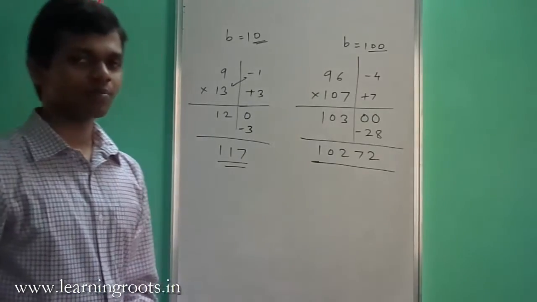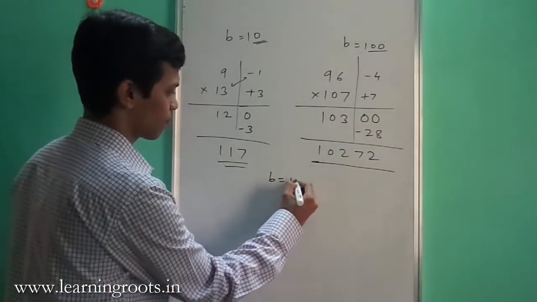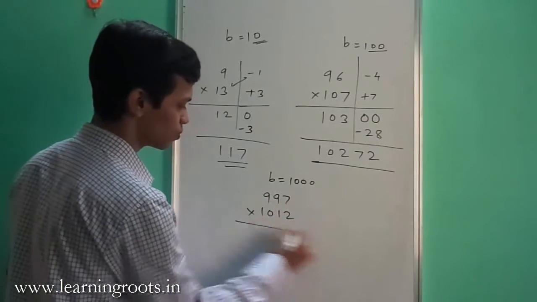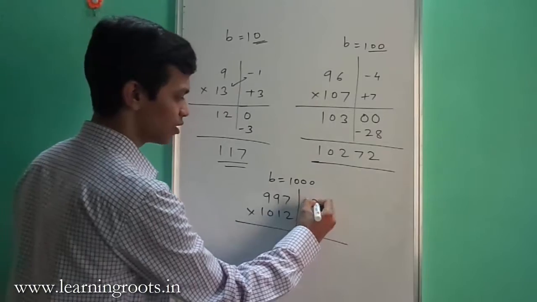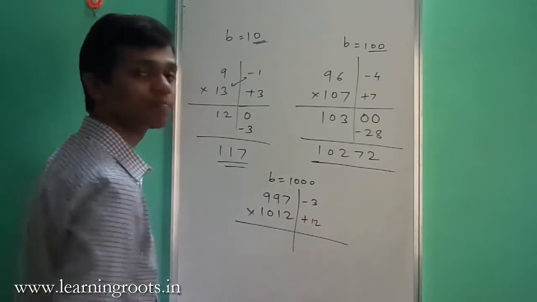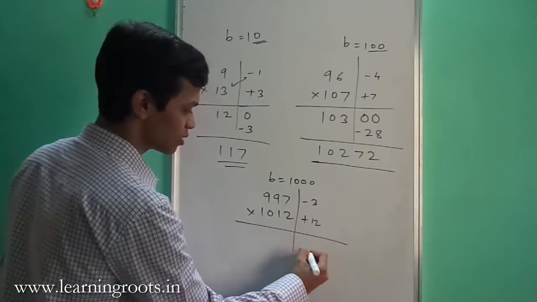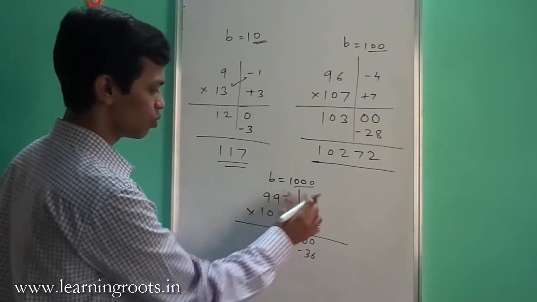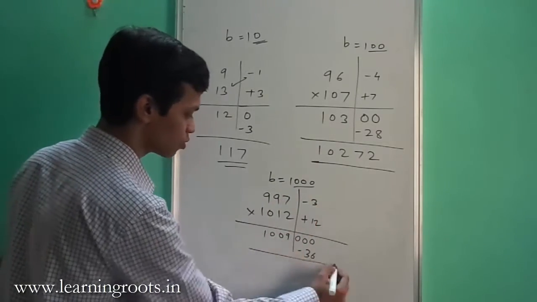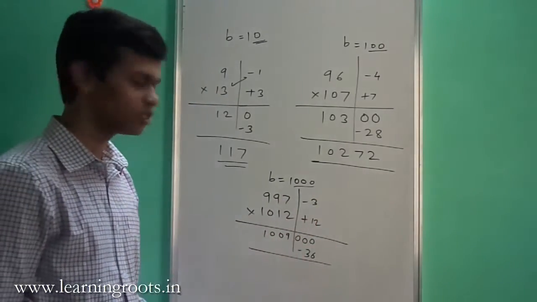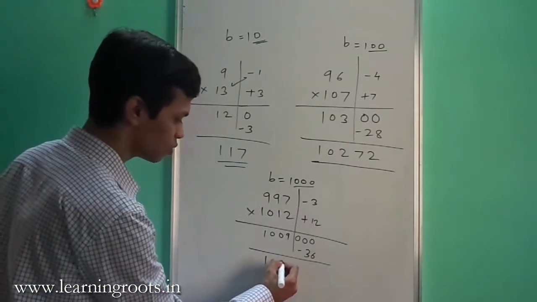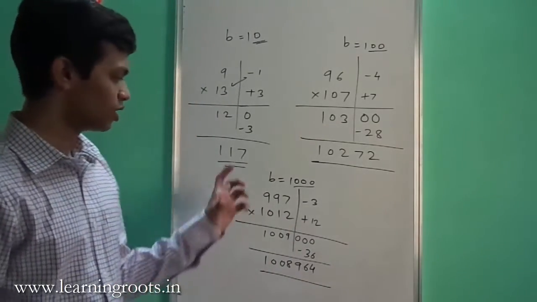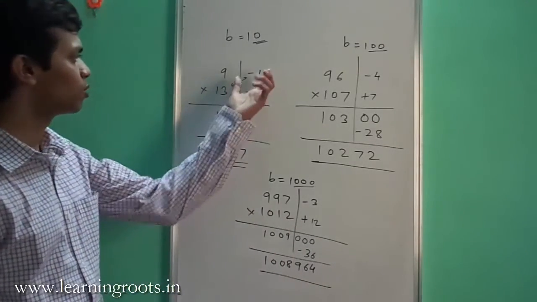Now let's look at the third example where base is 1000. Okay. So let's say 997 into 1012. So 997 is minus 3 and 1012 is plus 12. Minus 3 into plus 12 is what? Minus 36. Your base has 3 zeros, so I put 3 zeros. And 1012 minus 3 is 1009. So this will be my answer. 1009 followed by 3 zeros minus 36, which will be 1008964.